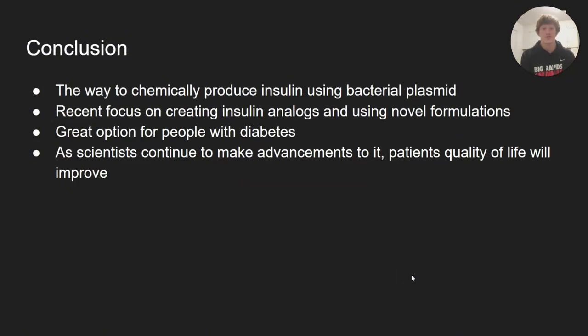In conclusion, recombinant insulin is chemically produced by using a bacterial plasmid. The recent focus on insulin analogs and using novel formulations is creating a bright future for diabetics, as scientists continue with these advancements and more, such as using CRISPR to correct diabetes-causing mutations. Patients' quality of life will improve.